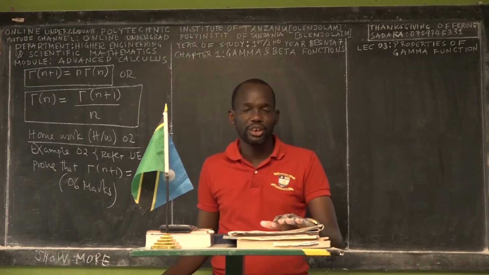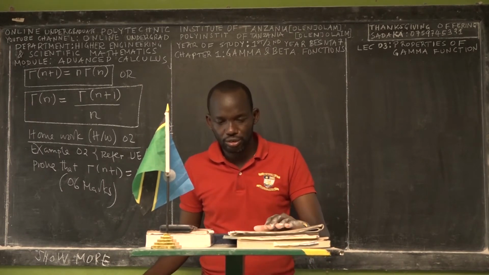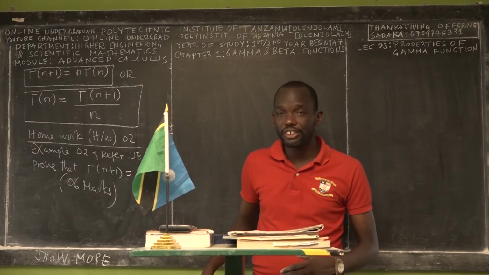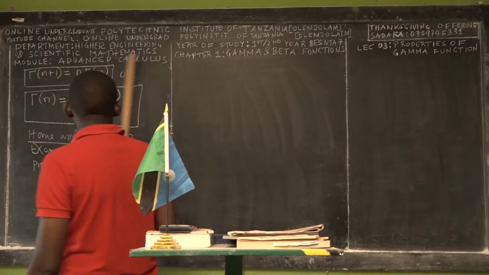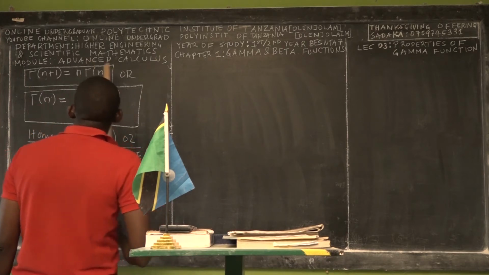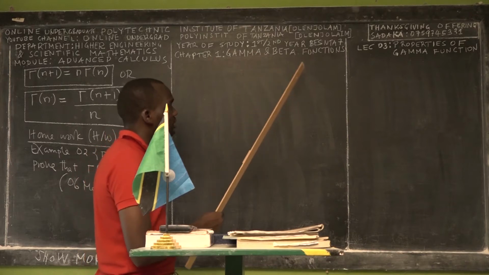So we ask you to join us in order to go into much more detail of this content. We have so many departments. One of the departments is called the Department of Higher Engineering and Scientific Mathematics. The module is called Advanced Calculus. The area of study is called the first.